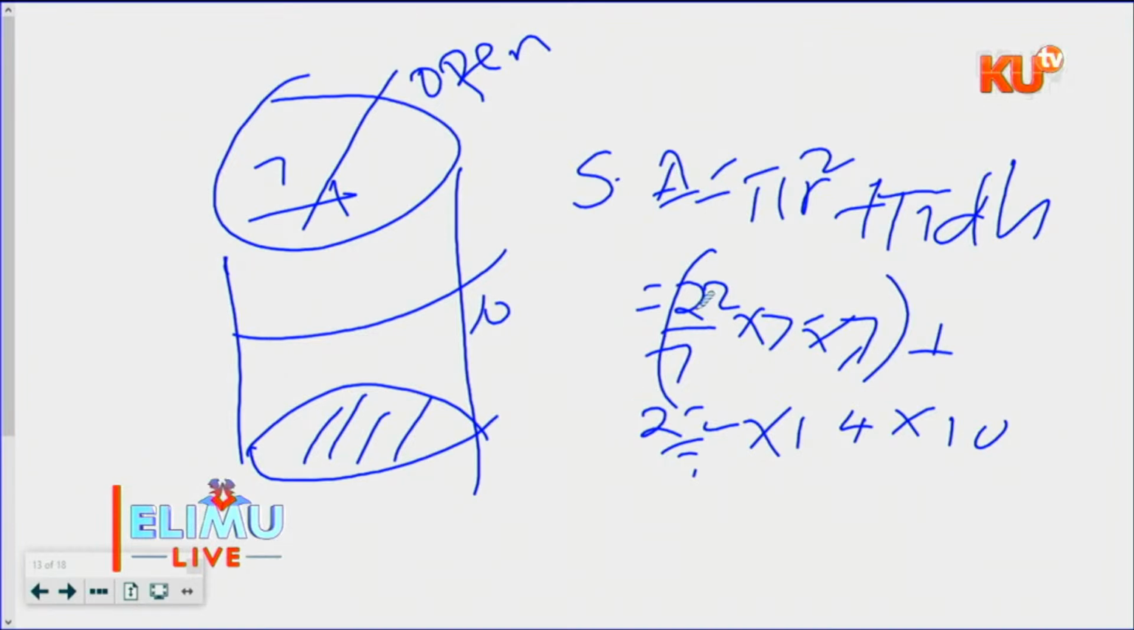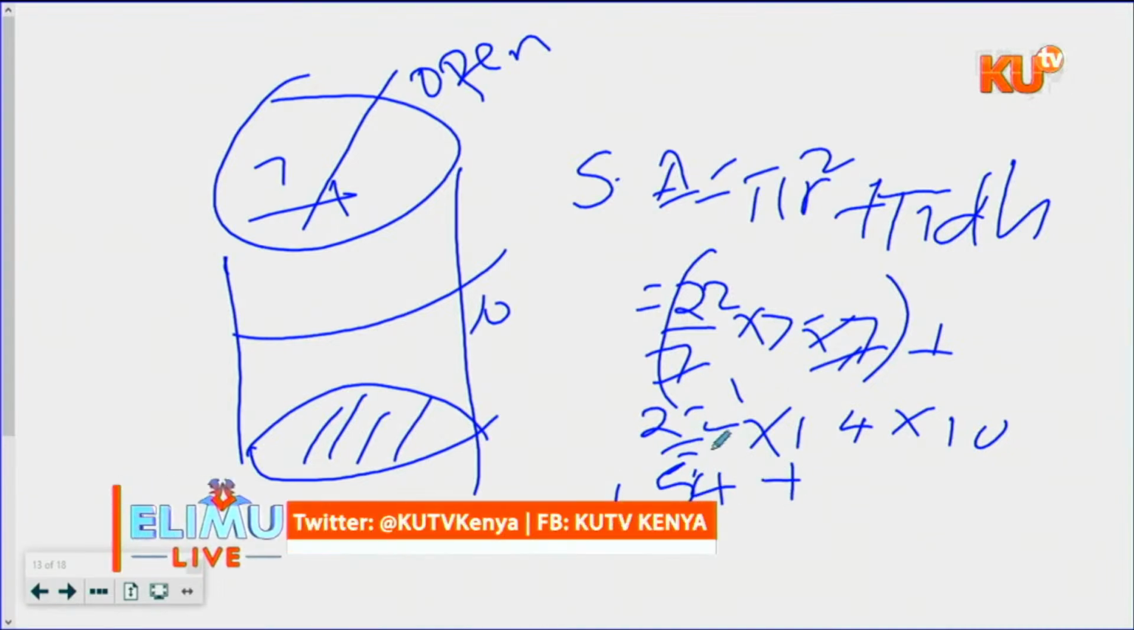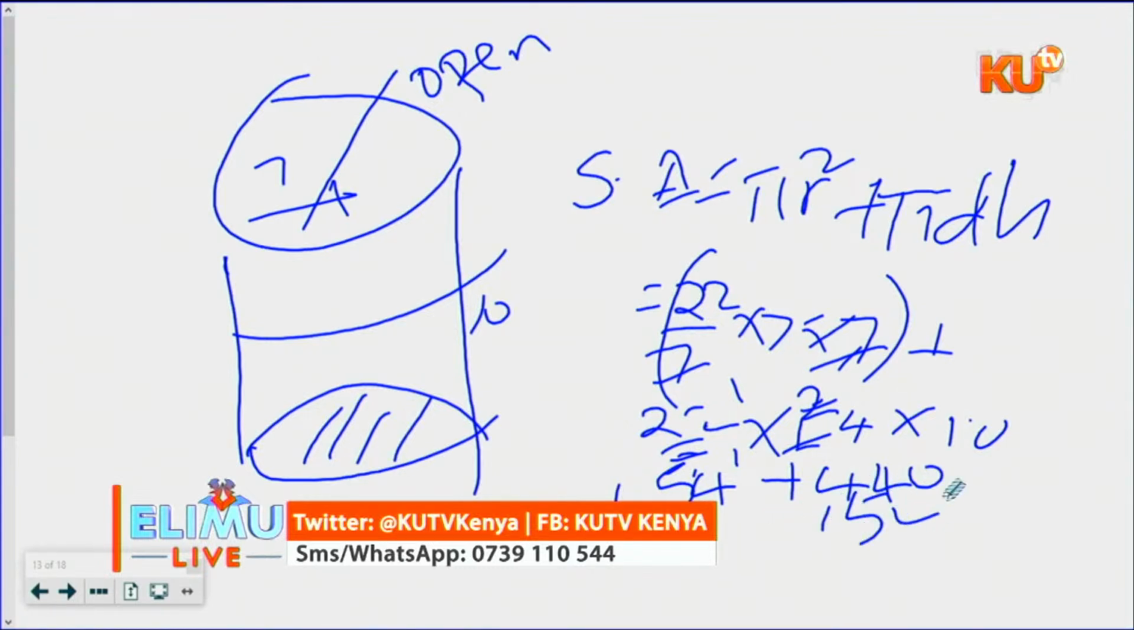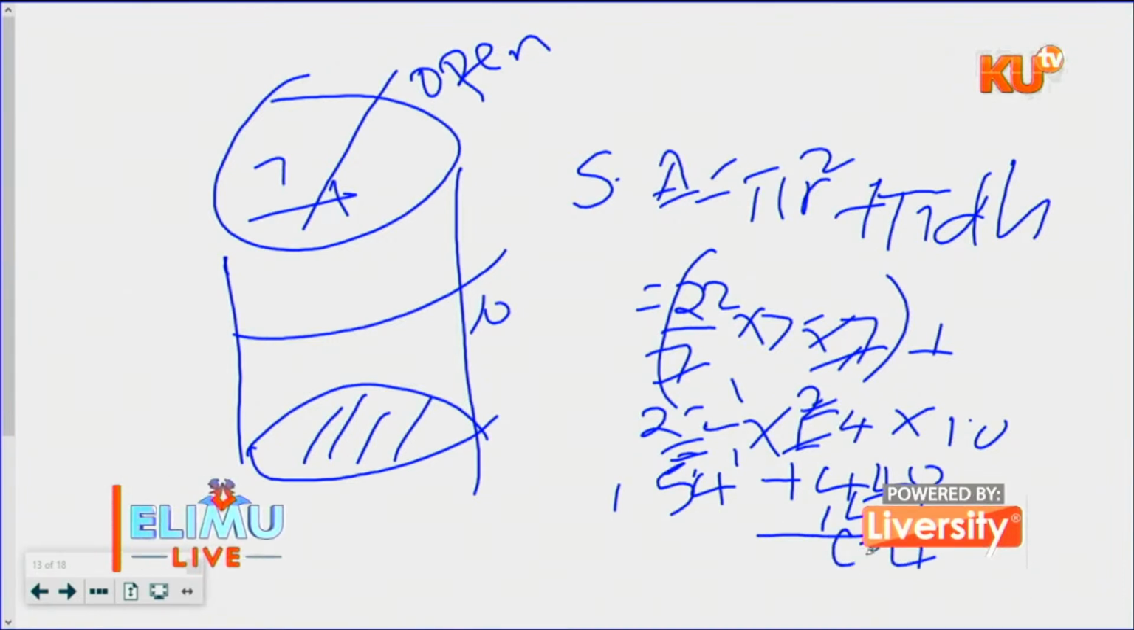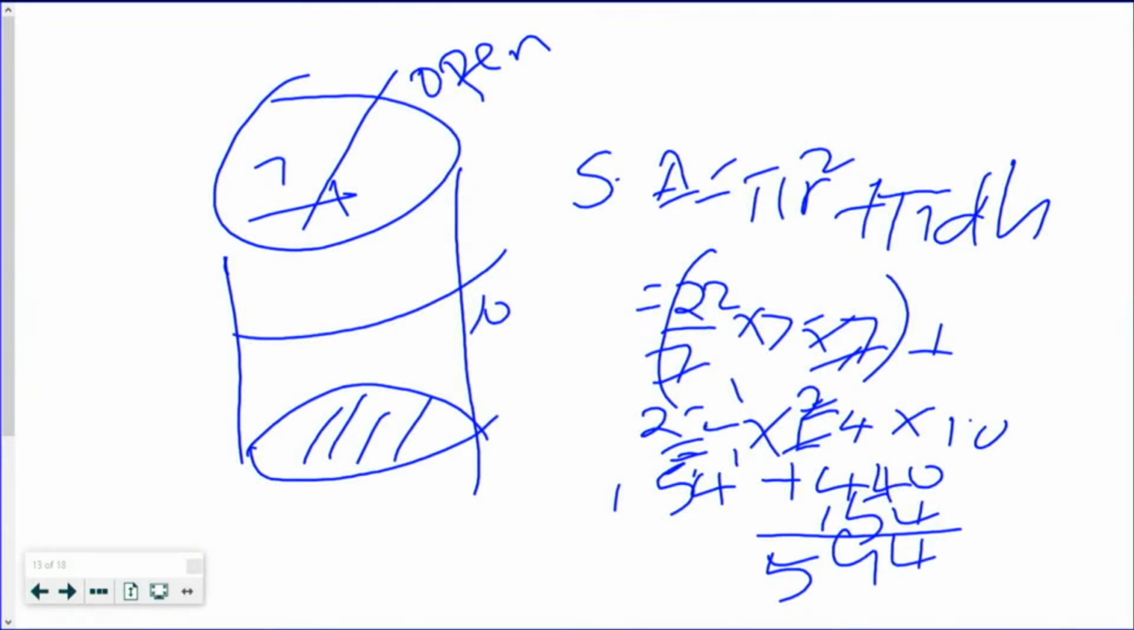So we simplify by cancellation. 7 times 22 is 154, plus, for this one, 22 times 2 is 44, and 44 times 10 is 440. So we put these two together: 154 plus 440 is 594. That is when it is open.